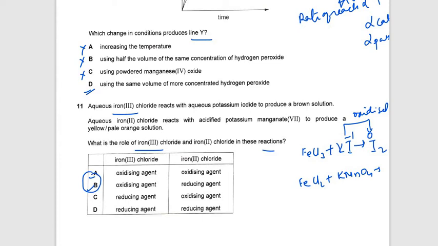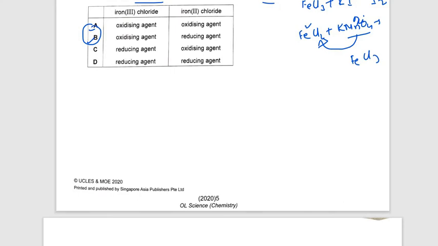Now let's see the next part. FeCl2 plus KMnO4. You know that KMnO4 is an oxidizing agent, so it is going to oxidize this part. If it is oxidized, it will give you FeCl3, which is the pale yellow-orange color. So if KMnO4 is the oxidizing agent, it means FeCl2 will be a reducing agent. So option B is the correct option.